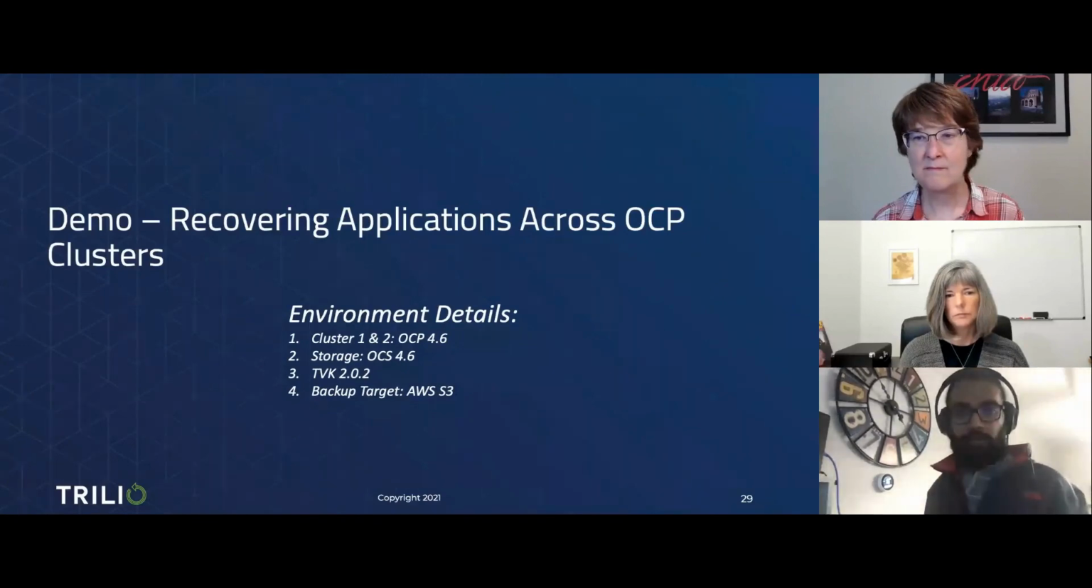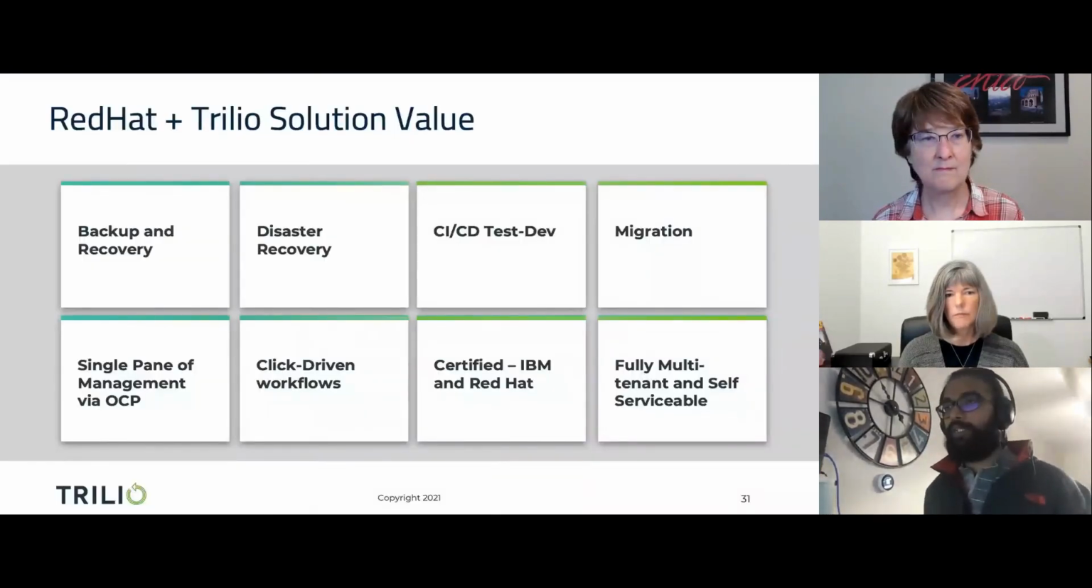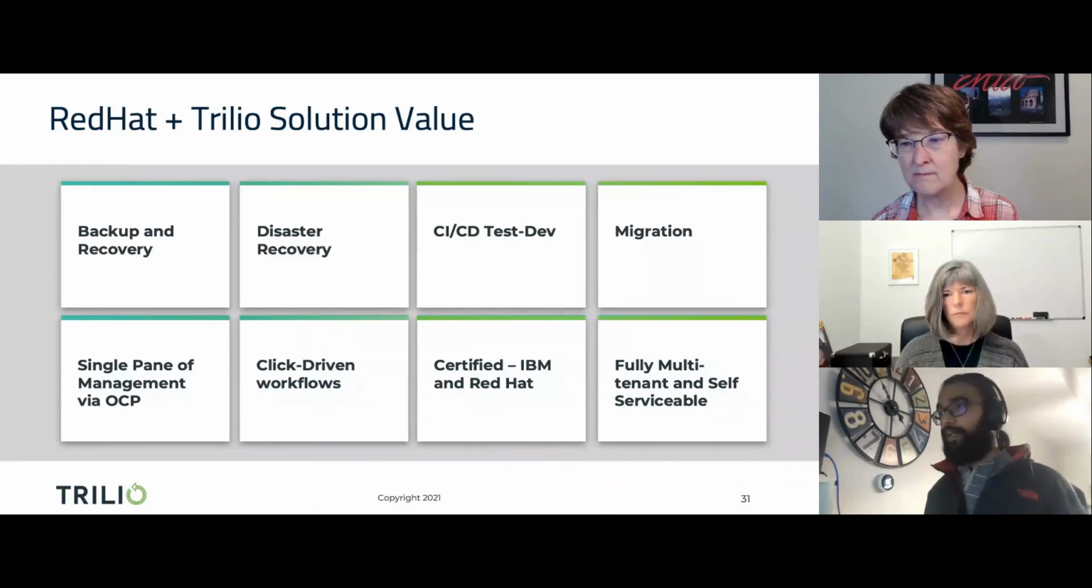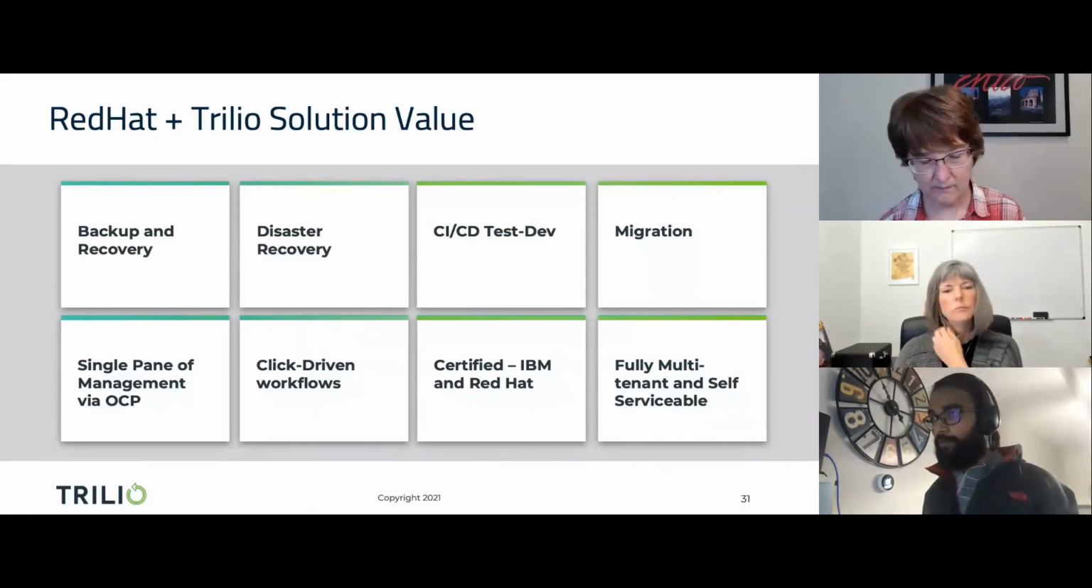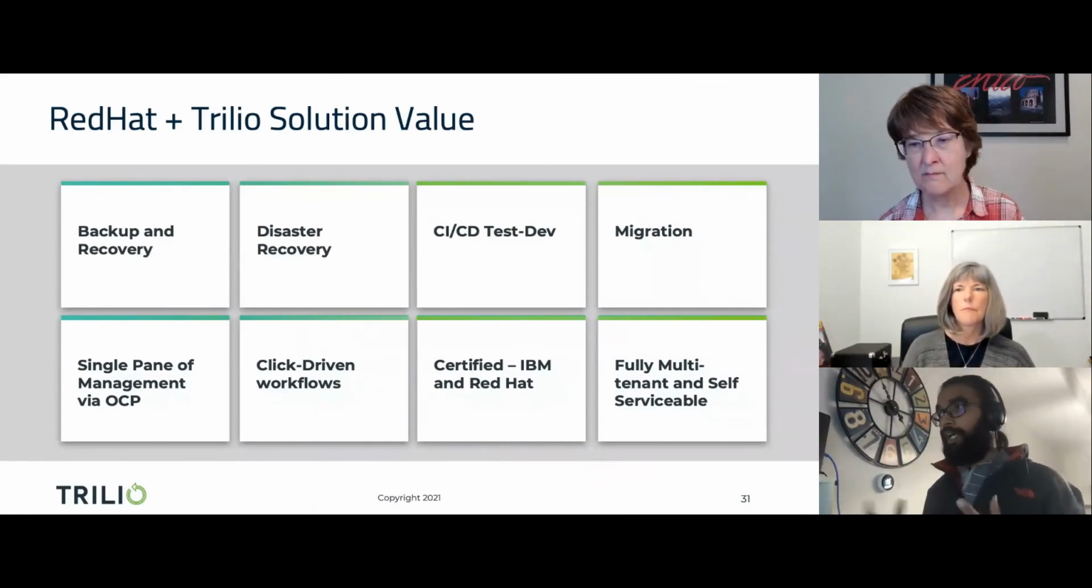I'll conclude by talking about the joint solution value. We've definitely seen a wonderful demo of the overall product in action with OpenShift and OCS. And what this overall provides joint customers is the ability for backup and recovery, point-in-time backups and recovery, and the ability to do disaster recovery in case you lose your entire cluster. You can inject Trilio into your CI/CD pipelines if you want to do testing within public cloud environments for scale and performance reasons. And obviously for migrations as well.